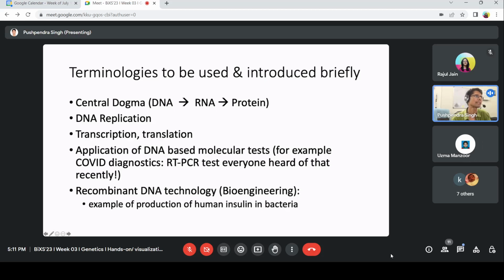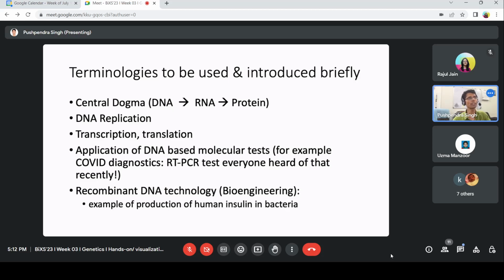For example, 12th class students may already know about the central dogma, which is basically information flow from DNA to RNA and from RNA to protein. So this is the conventional central dogma. It can be reverse also.